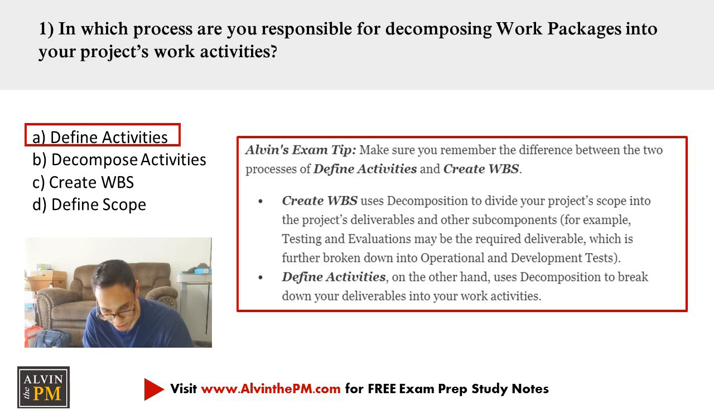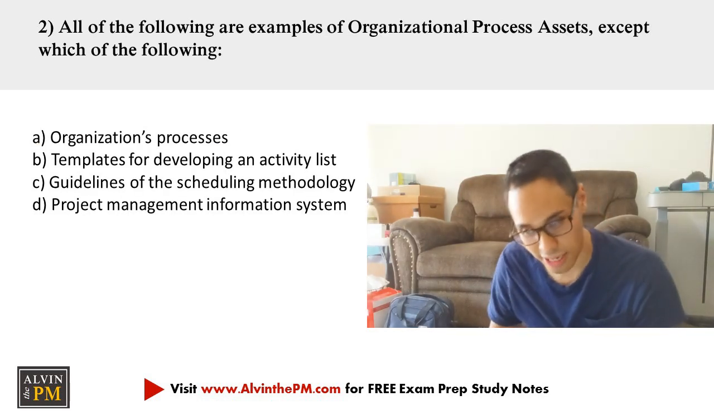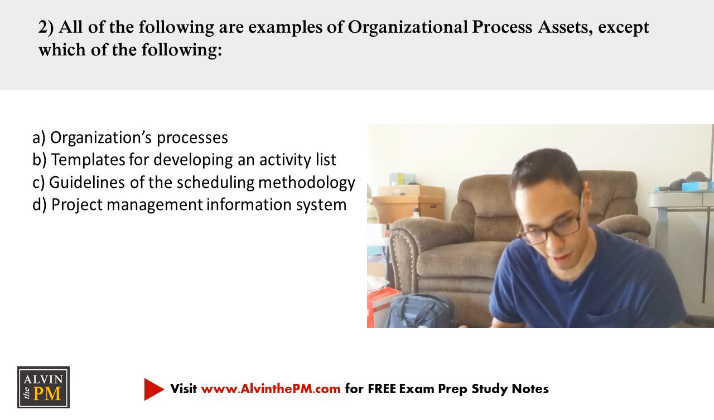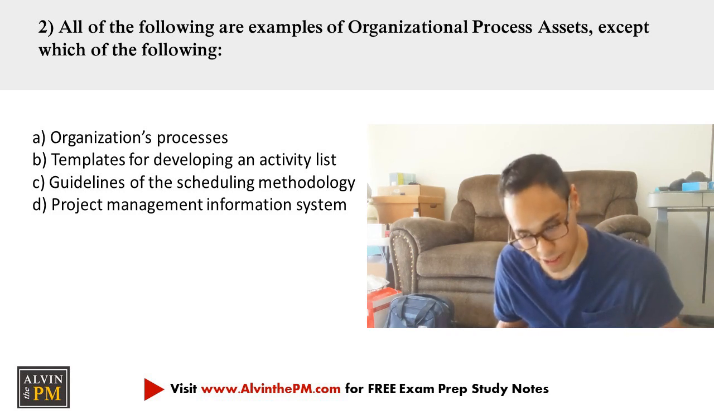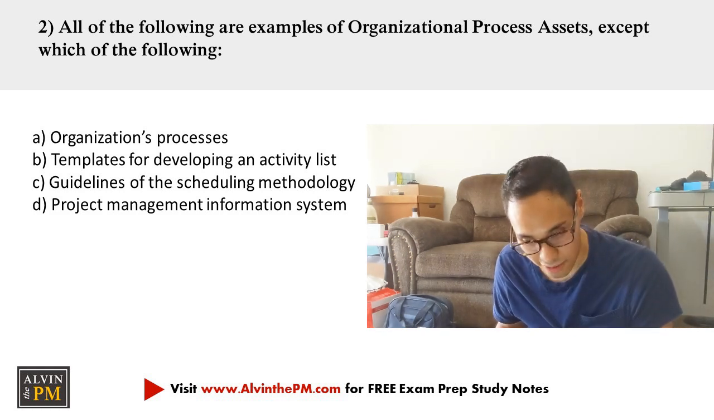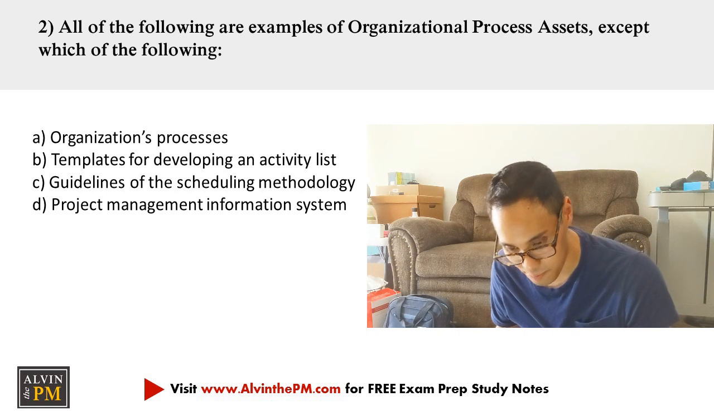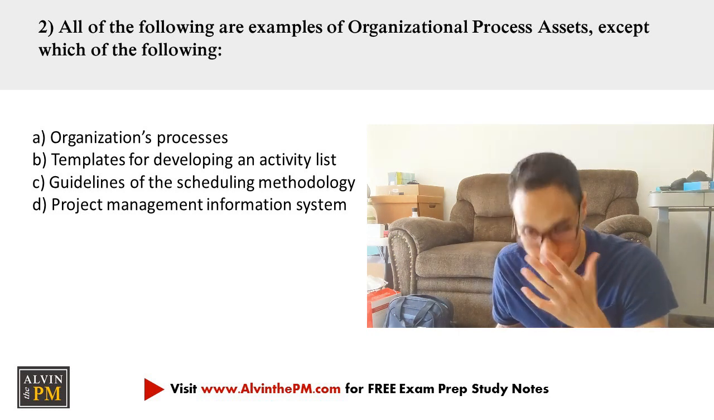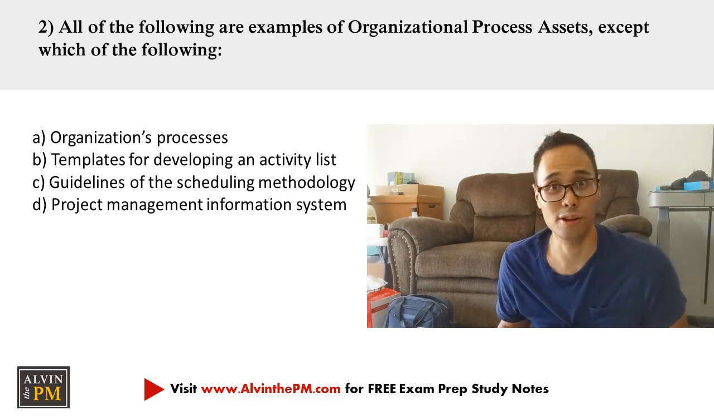On to question 2. All of the following are examples of organizational process assets except which of the following? A. Organization's processes. B. Templates for developing an activity list. C. Guidelines of the scheduling methodology. Or D. Project management information system. Pause the video and I'll reveal the correct answer.